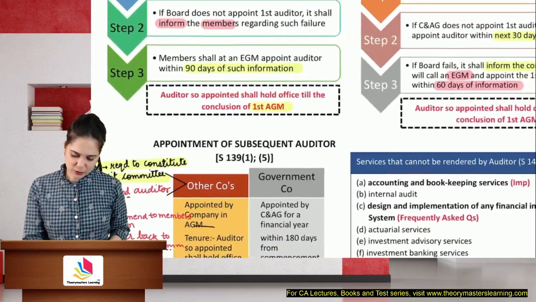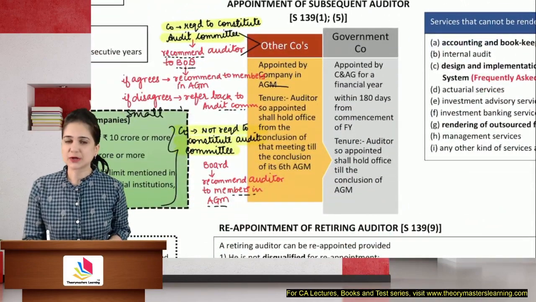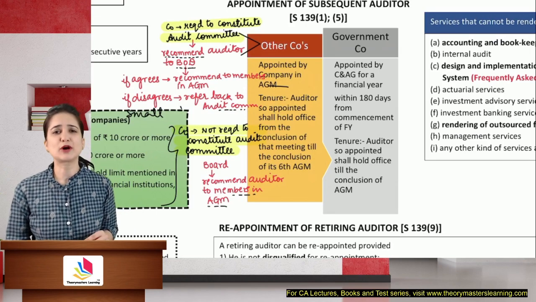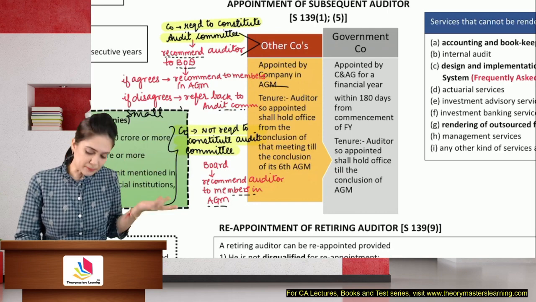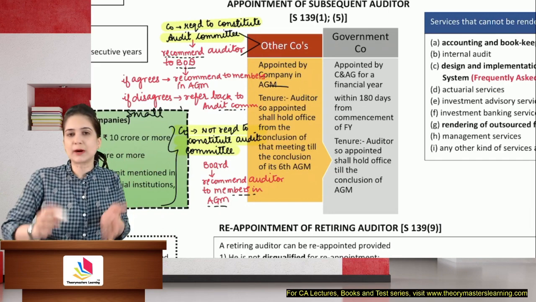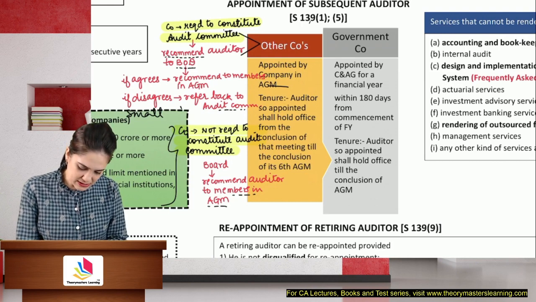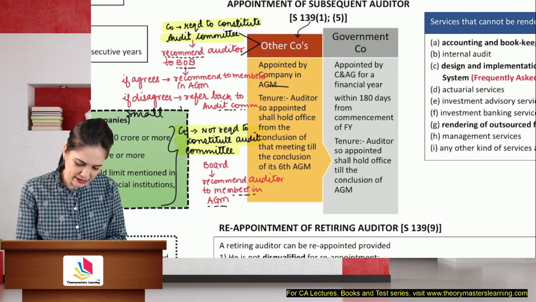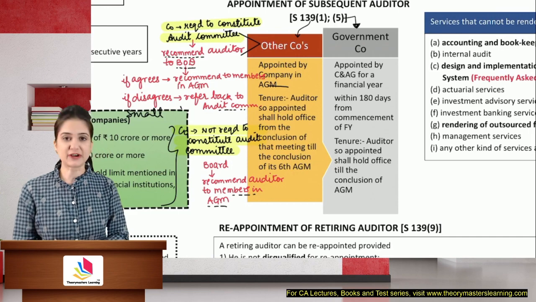All right, that was appointment of first auditor. Now let us go through the provisions for appointment of subsequent auditor. Now, other companies will include companies which are not government companies. Okay, so in case of other companies, this is discussed under section 139 subsection 1, and in case of government company, the provisions are given under section 139 subsection 5.